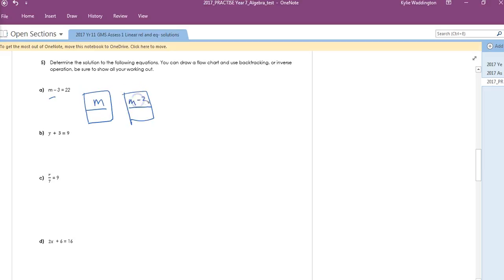m minus 3 is equal to 22. To get there, we had to do minus 3, which down the bottom means we're going to do plus 3, which gives us 25. Or we can move and rearrange the equation. So minus 3 is going to be moved to the other side and made plus 3, which gives us m equals 25. So the next one, again, it's a one step, so we can do the boxes if we want.